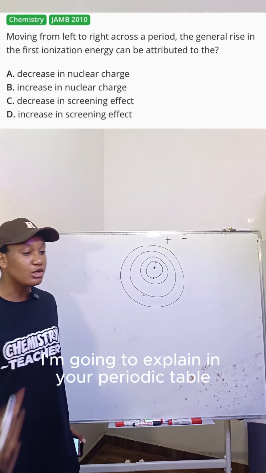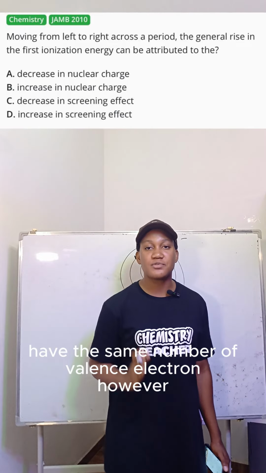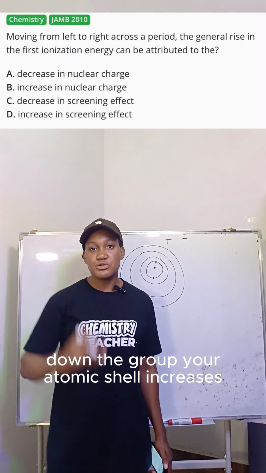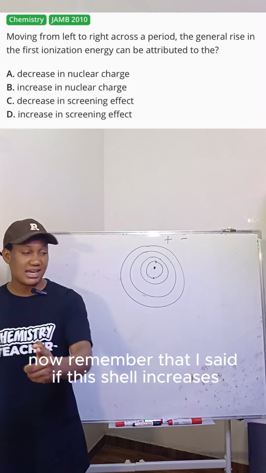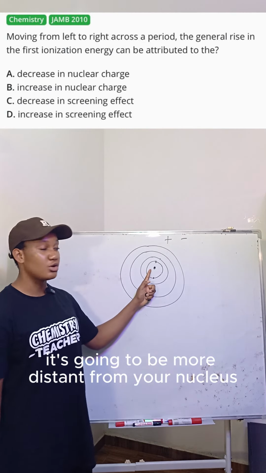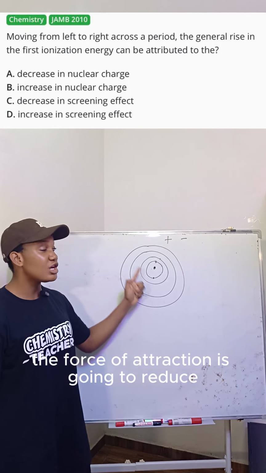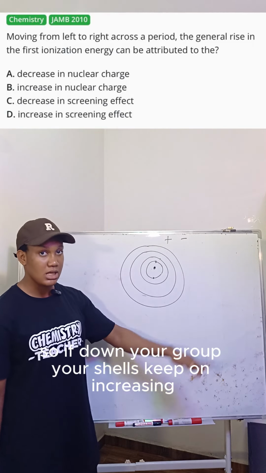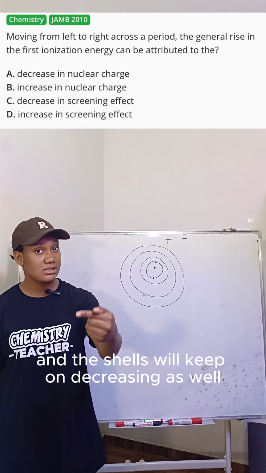I'm going to explain. In your periodic table, atoms or elements in the same group have the same number of valence electrons. However, down the group, your atomic shell increases. Now, remember that I said if this shell increases, it's going to be more distant from your nucleus. And when it's more distant from your nucleus, the force of attraction is going to reduce. So if down your group your shells keep on increasing, it means the force of attraction between the nucleus and the shells will keep on decreasing as well.